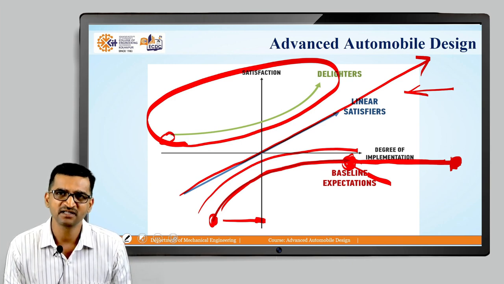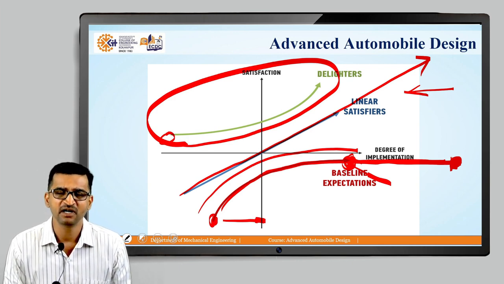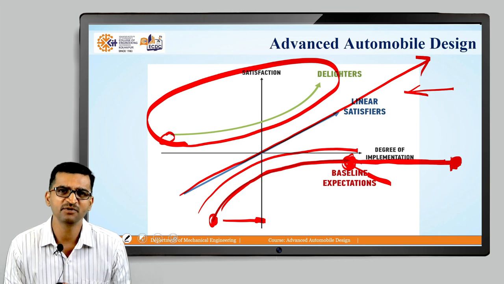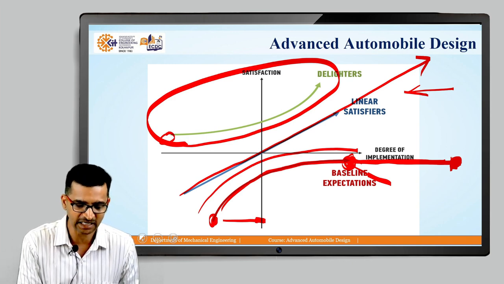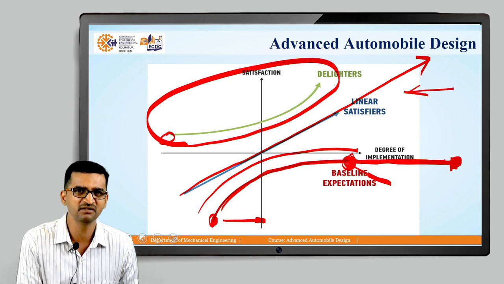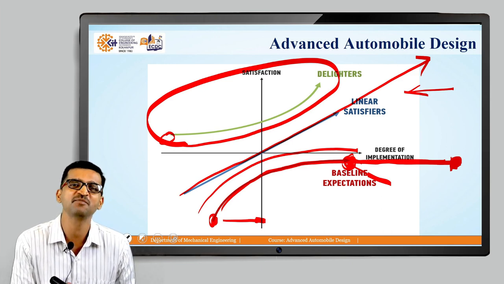So what are the examples? Providing a sunroof system for an entry level car, providing an automatic wiper for a mid segment car. People are not expecting that, and if you provide it, that will be an added point, and people will be much happier. But if you don't provide, there is no problem. You can see here, the entire graph starts above the horizontal axis. So if you don't provide, people are okay, they are happy already. But if you could provide that feature, people will be much happier.